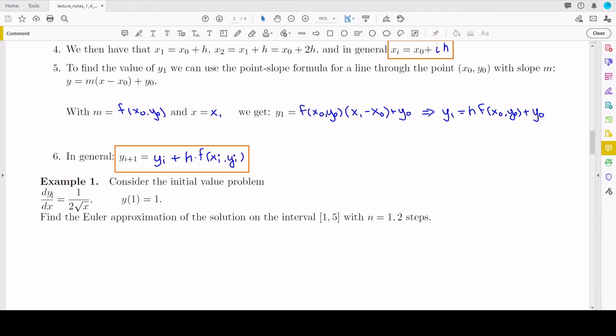We have the initial value problem dy dx equals 1 over 2 times the square root of x with an initial condition of y of 1 equals 1. We want to find the Euler approximation of the solution on the interval 1, 5 with n equals 1 and n equals 2 steps. So let's start with n equals 1.